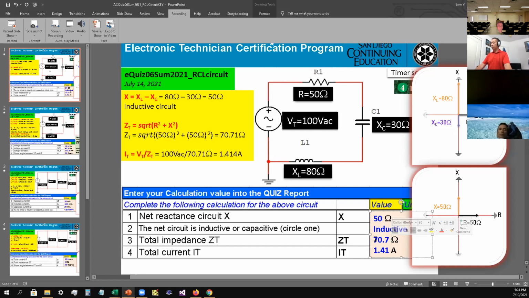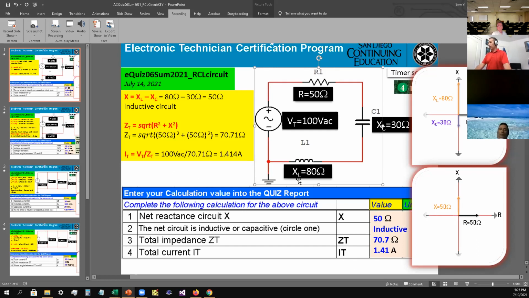All right, next, once you have the impedance, we can use it to calculate the total current. So total current, or IT, equals VT divided by ZT. VT is 100 VAC on the circuit, divided by 70.7 ohms, which yields 1.414 amps. Make sure you remember that. So IT is 1.41 amps.